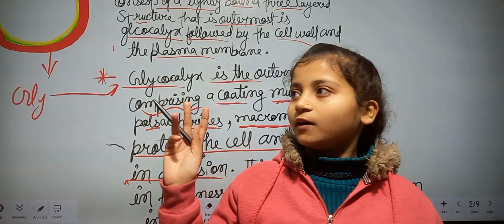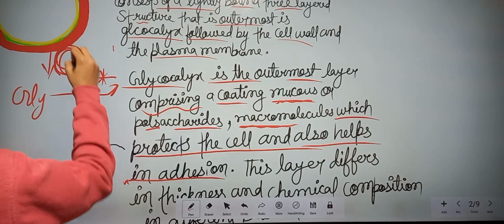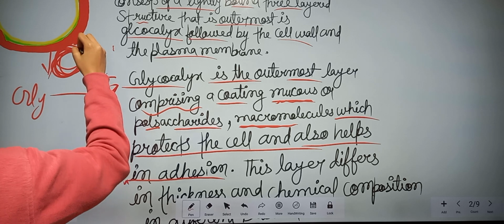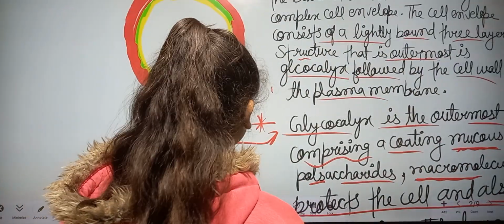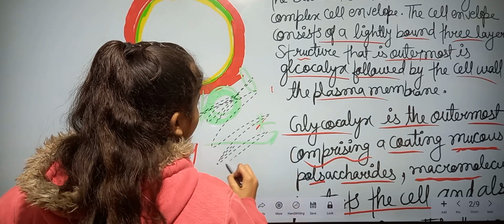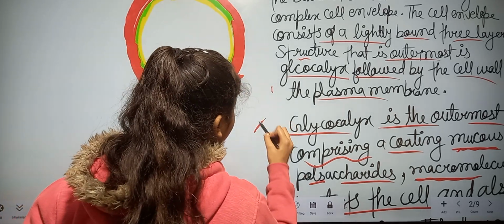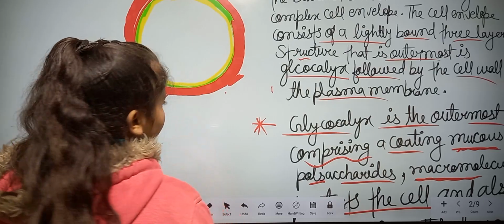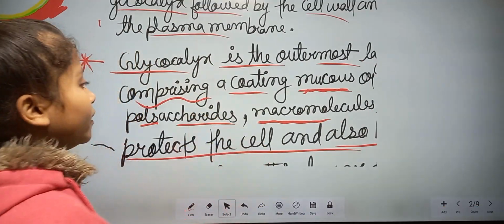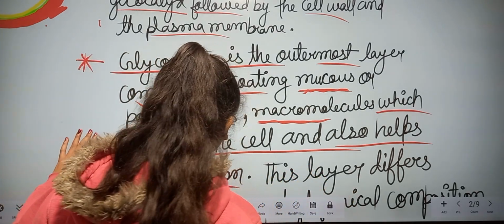Adhesion means to stick together, to stick with another one. If mucus is available here, then other substances can easily come here. If the glycocalyx has a sticky substance, then any particle can stick easily to the glycocalyx. These chemicals protect the cell wall.